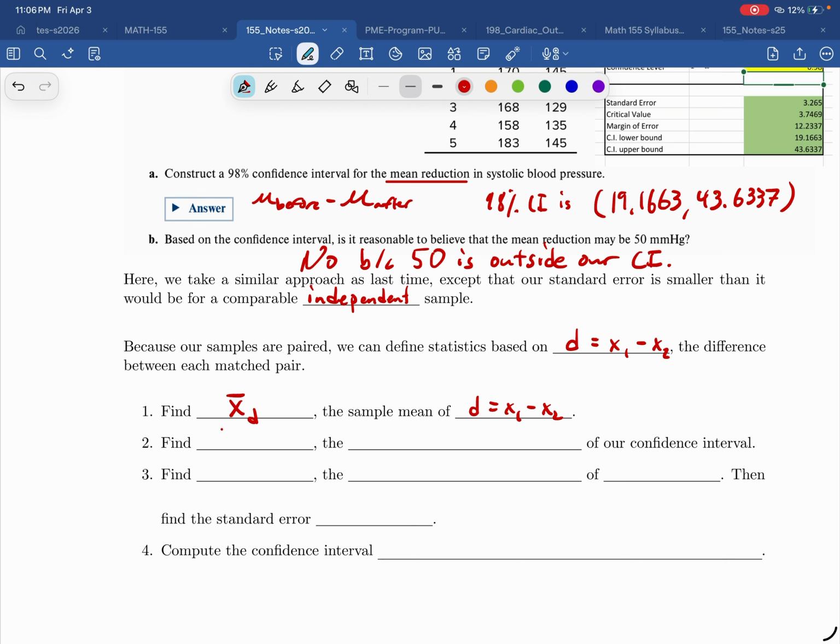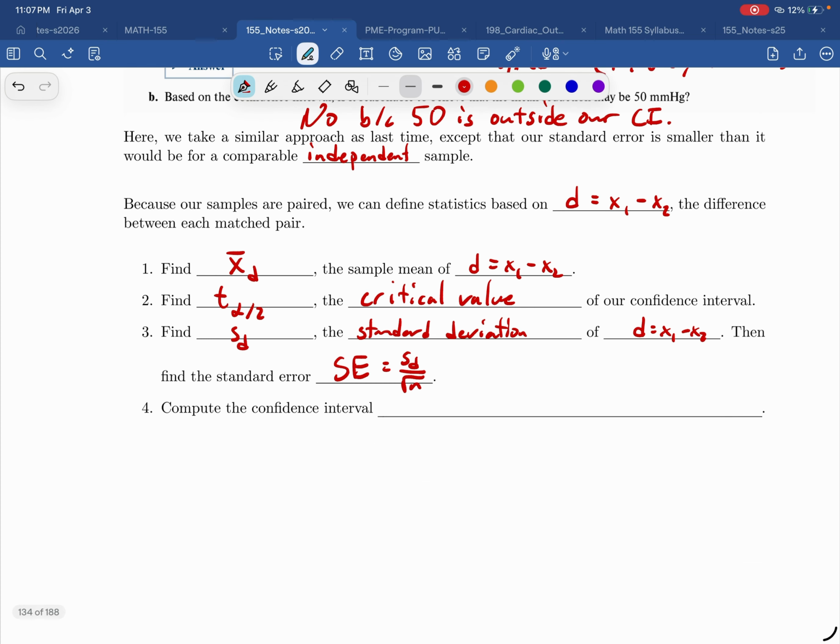We're finding t alpha over 2, which is, as always, the critical value of our confidence interval. And then we find s_d, which is the standard deviation of d, which again is x1 minus x2. Then find the standard error, SE equals s_d over root n. Now remember, there's only one n in this case because everything is paired. Sample 1 and sample 2 have the same n.